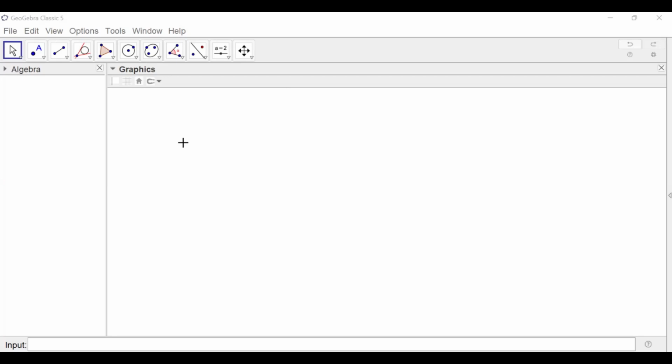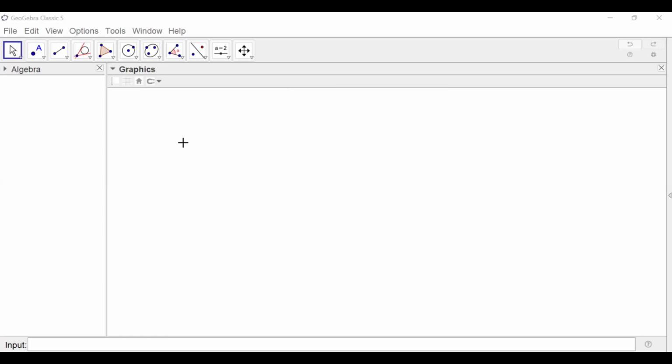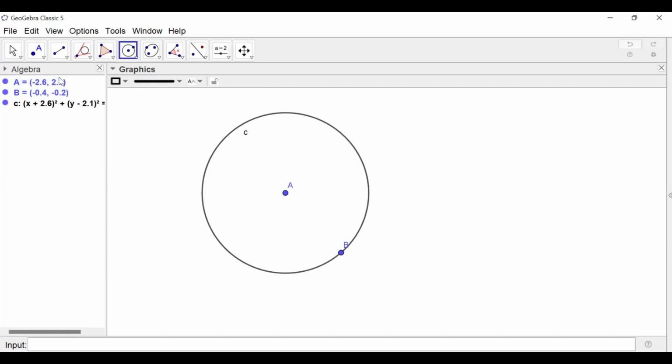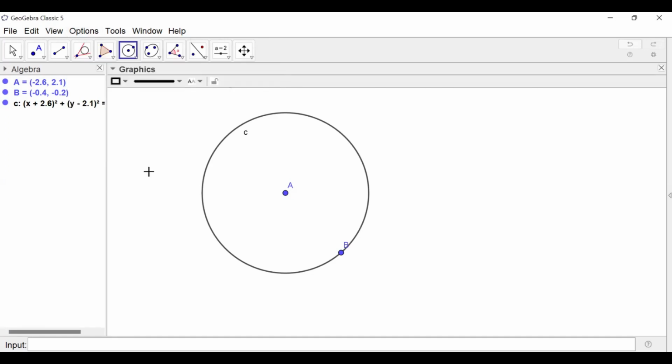So first, what is a tangent? A tangent is a line that touches a circle at a point. So when we have a circle, all right, this is a circle. Now we have 2 points. We have the center of this circle labeled A, and we have a point on the circumference of this circle labeled B. And so I'm going to draw a line that will pass through point B, which is on the circumference of this circle, and runs out.